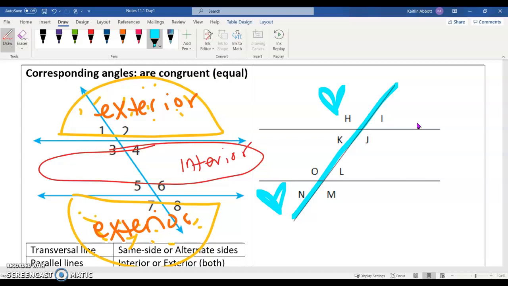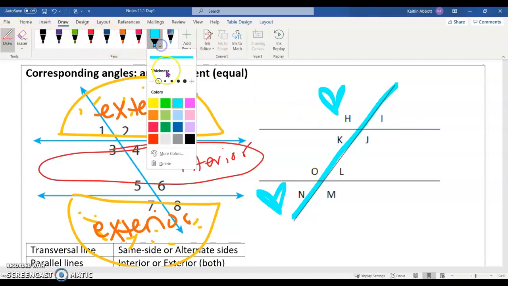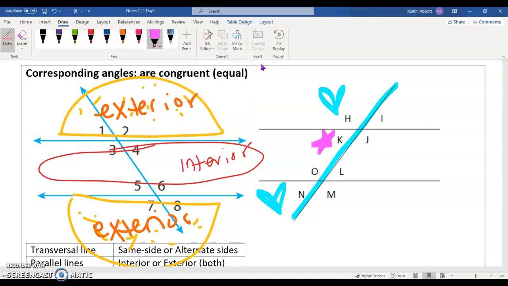They were in those hamburger bun areas. Okay, so if I did maybe a star here and a star here, are those on the same side or different sides? Those are on different sides. So if you answered different sides, you were correct.